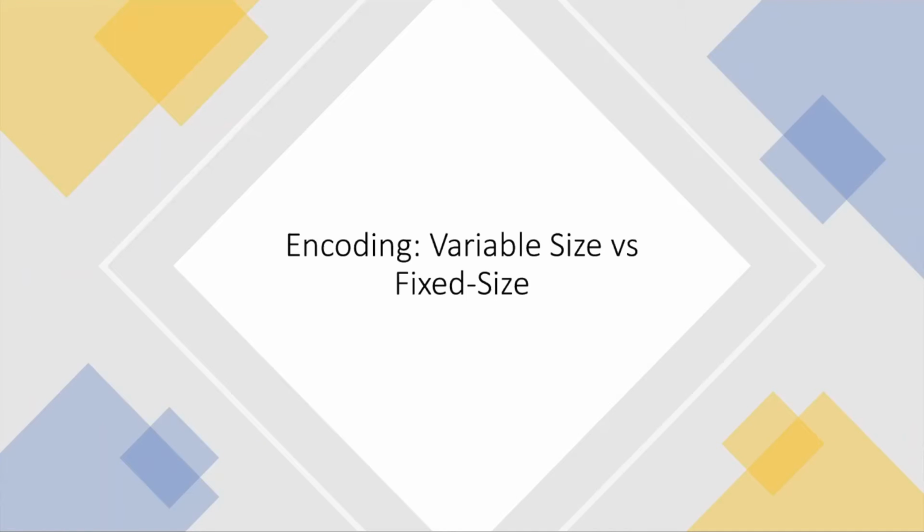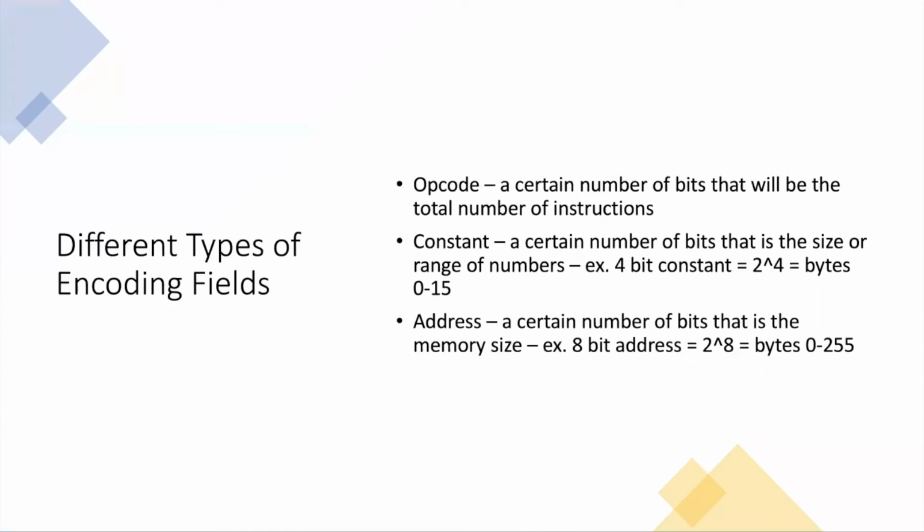Hi, so today we're going to be talking about two different types of encoding, variable size versus fixed size. There's different types of encoding fields that we need to be aware of. One is opcode, which is a certain number of bits that will be the total number of instructions. Another one is constant, which is a certain number of bits that is the size or range of numbers.